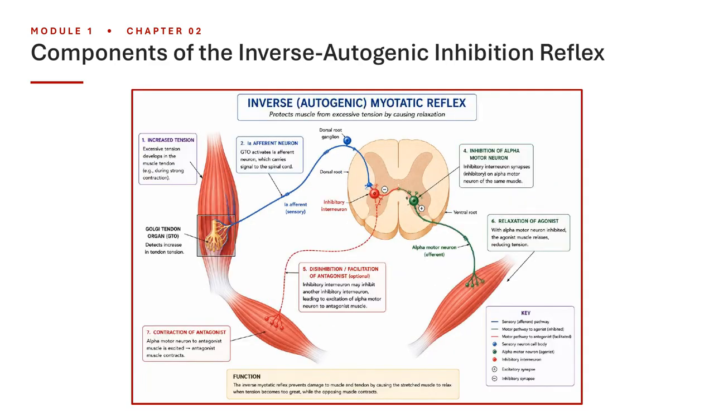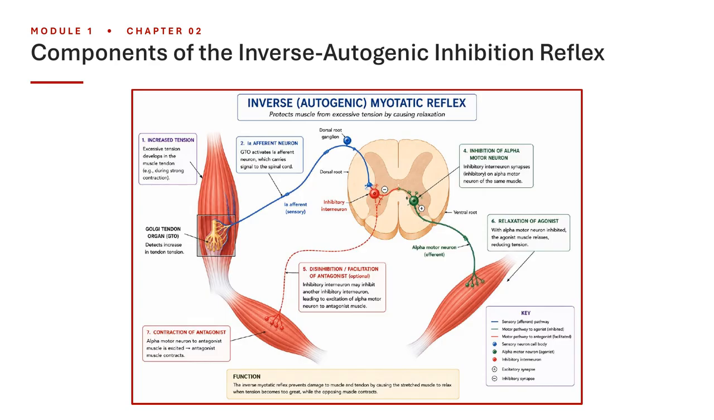The third arc, autogenic inhibition, also called the inverse myotatic reflex. This one involves a different receptor entirely, the Golgi tendon organ, or GTO. Where the muscle spindle monitors muscle length, the GTO monitors muscle tension. Specifically, it detects how hard the muscle is pulling. When tension rises to a dangerous level, the GTO fires. Its signal travels along the IB afferent fiber. Notice on this diagram that the IB does not make a direct synapse with the alpha motor neuron.